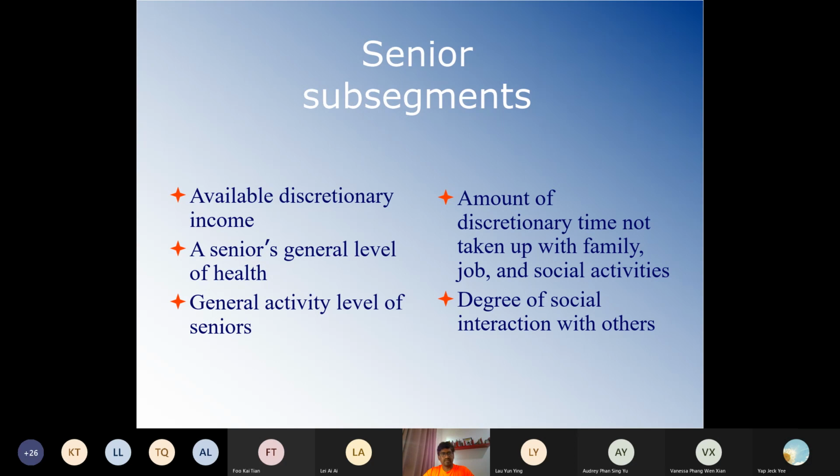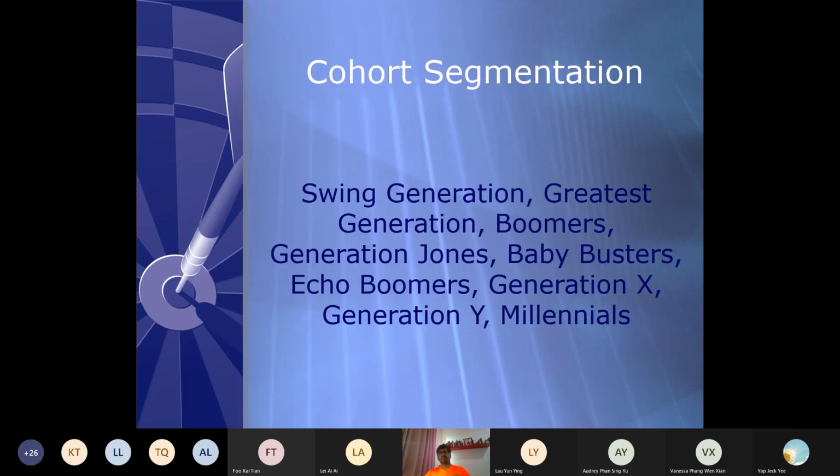So available discretionary income, a senior's general level of health, how healthy they are, and the general activity level of seniors, whether they are active or inactive, and the amount of discretionary time not taken up with family, job, and social activities. It varies among these senior segments: the personality, the time, income, and the cognitive functions. Everything is going to be different, along with the degree of social interaction with others. All this will be used in the senior segment.